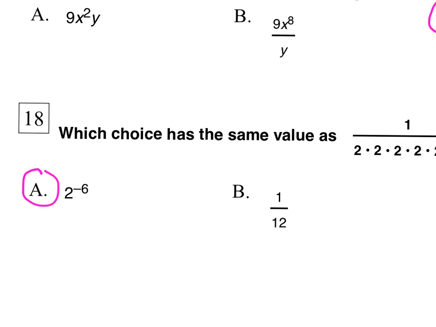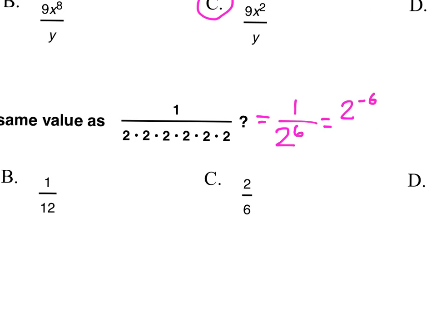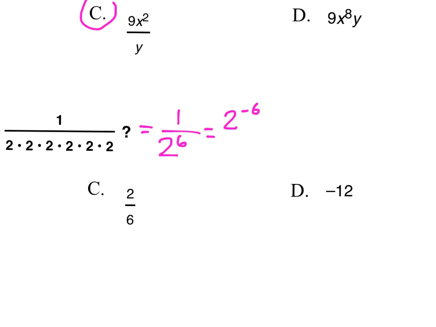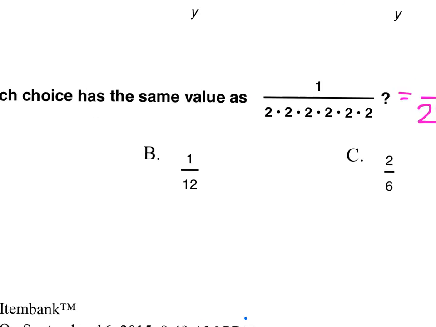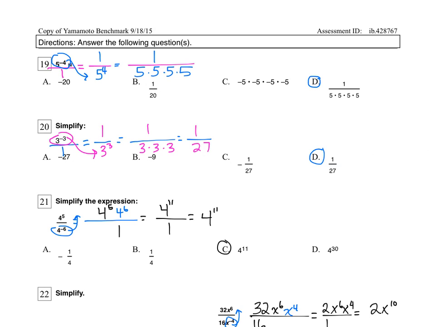Number 18, which choice has the same value as 1 divided by 2 times 2 times 2 times 2 times 2 times 2? So I have 6 2's on the bottom. 1 divided by 2 to the power of 6 is the same thing as 2 to the power of negative 6. That's our negative exponent rule. So I have A, 2 to the power of negative 6.